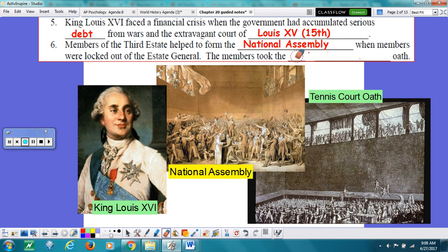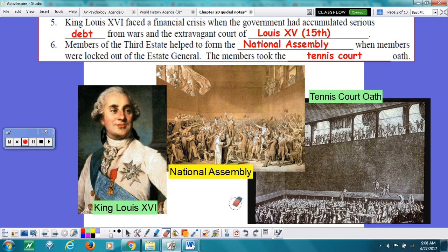And they took what was known as the Tennis Court Oath. When they walked out, they walked across to an indoor tennis court in Paris and gathered there. At that point in time, they decided to form their own legislative body that would become known as the National Assembly. This National Assembly, to me, reminds me a lot of the House of Representatives here in the United States.